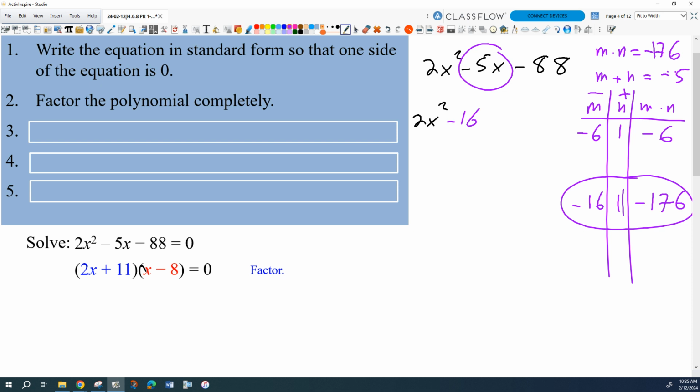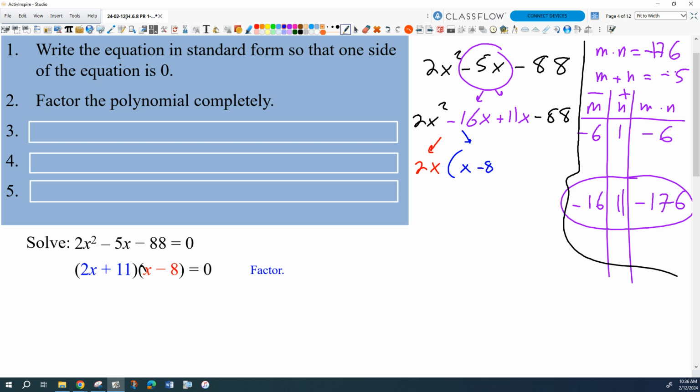So -5x is going to split into -16x plus 11x. Okay, so we group. What do I factor out of the first group? 2x, leaving behind x minus 8. Okay.